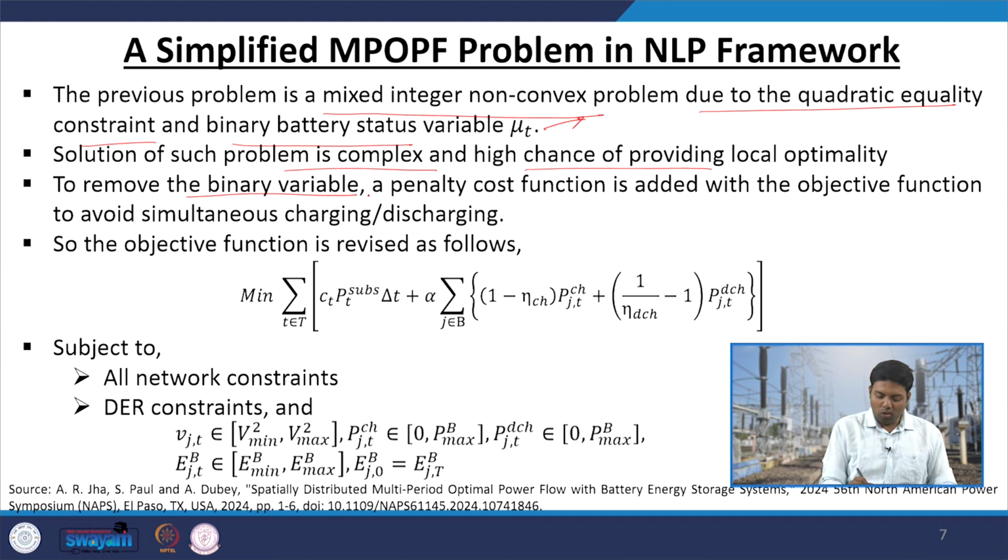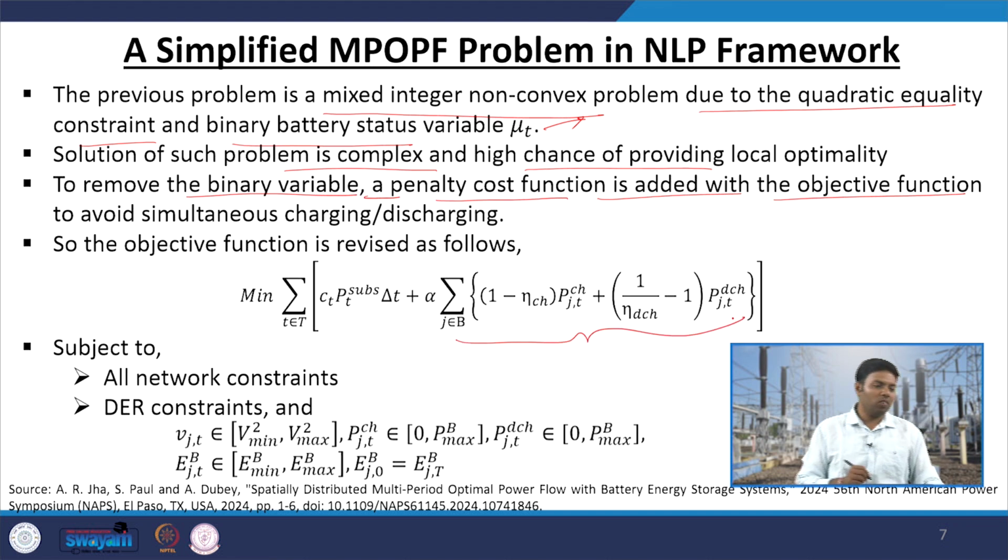So, to avoid this simultaneous charging and discharging, we are replacing that binary variable with a penalty cost function added to the objective function. That means this extra cost function is added to the objective function to avoid the simultaneous charging and discharging. What does this objective function say?